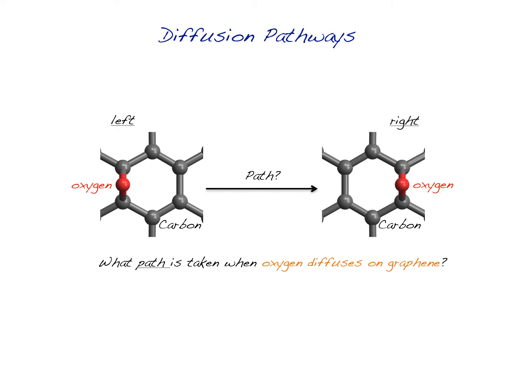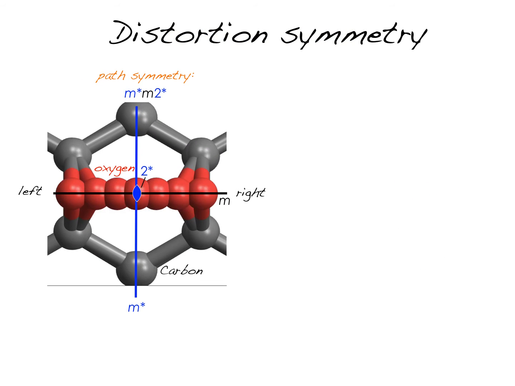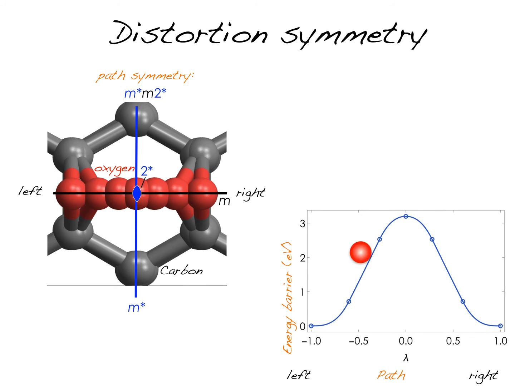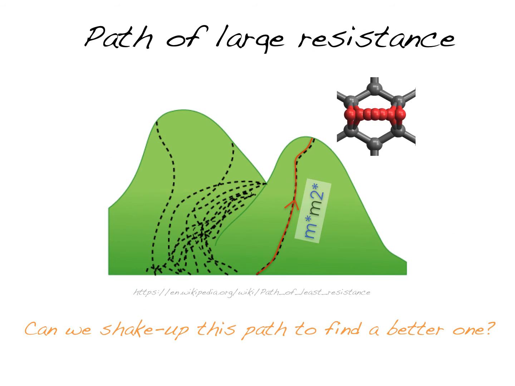Consider an oxygen atom diffusing across the surface of graphene that is made up of hexagonal rings of carbon atoms. Which path would the oxygen take in moving from left to right? The straight oxygen path across the carbon ring has a unique path symmetry of M star M2 star. However, this path has a high energy barrier. This path with M star M2 star symmetry goes over an energy hill.